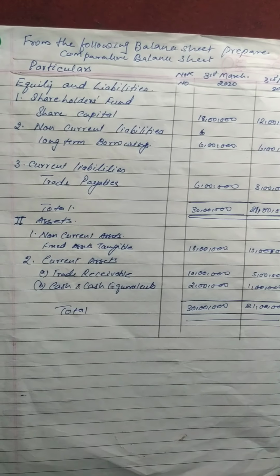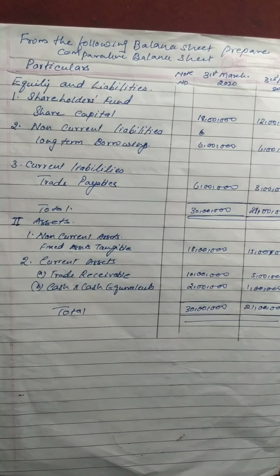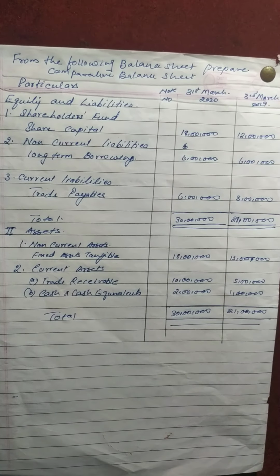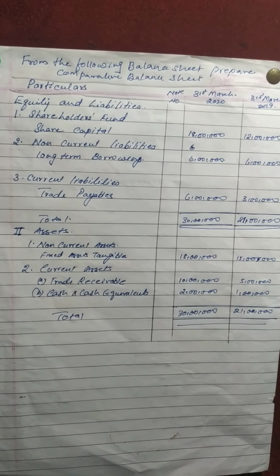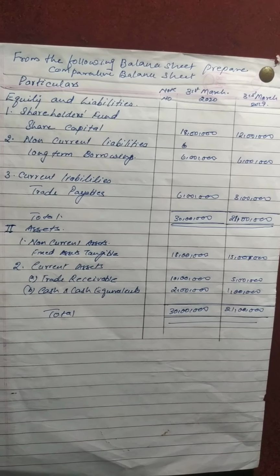Now let's solve a question here. So first we'll see the question. From the following balance sheet, prepare comparative balance sheet. You can see here you are given a format of balance sheet and amount of current year and previous year.